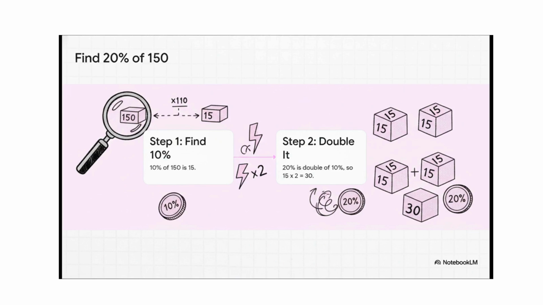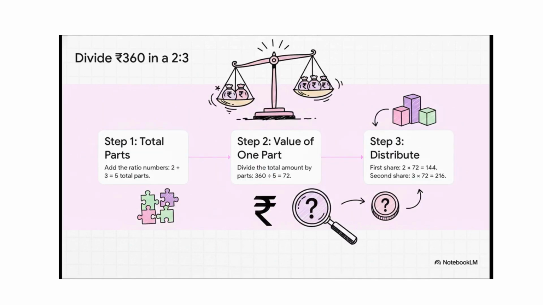Instead of getting bogged down in fractions, just find 10% first. That's always easy. You just move the decimal point. So 10% of 150 is 15. And since 20% is just double 10%, you just double your answer. 15 times 2, boom, 30. Simple as that. And you know what? That same kind of step-by-step logic works perfectly for ratios too.